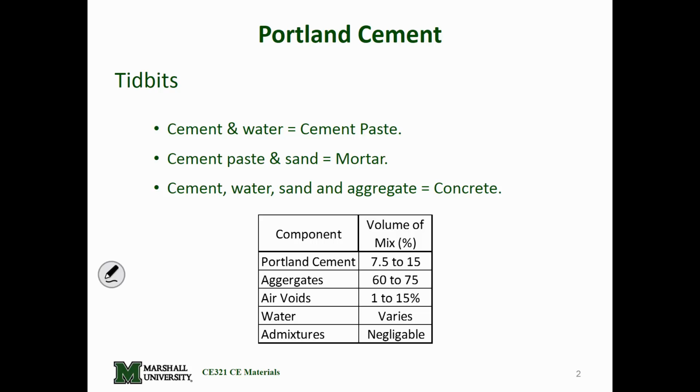Portland cement, 7.5 to 15%, 60 to 70% aggregate, 1 to 15% air, although it's really probably more like 1 to 7 or 8% air. Water's going to vary, and of course the admixtures are very, very negligible in their volumes. But that's what it takes to put together a decent concrete.